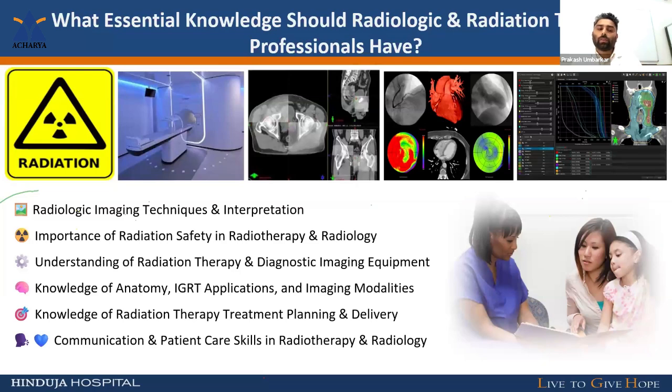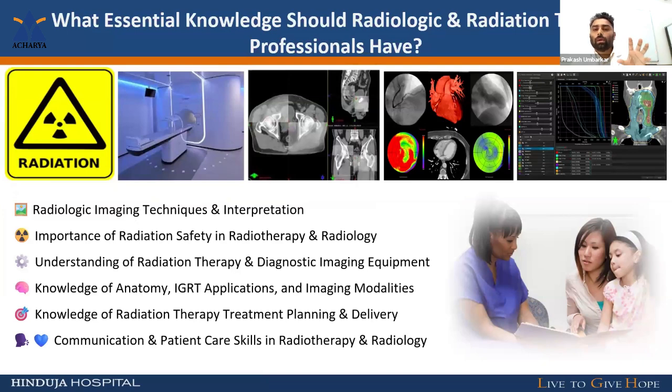We want this for both professions. What is radiation therapy in radiotherapy? What is the importance of radiation safety in radiology? There should be thorough knowledge of radiation safety. Understand the diagnostic imaging equipment.